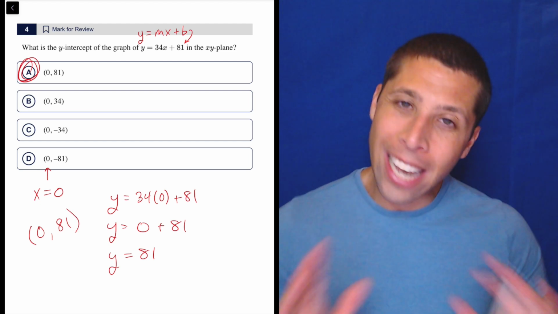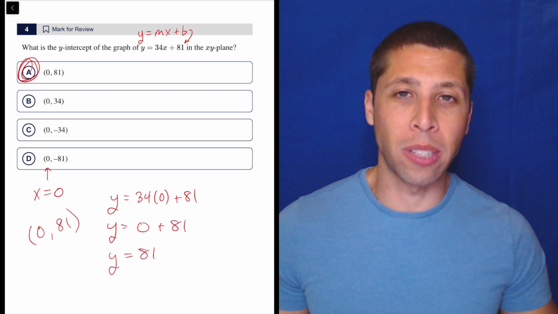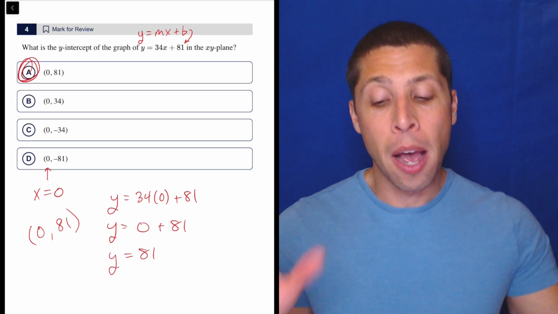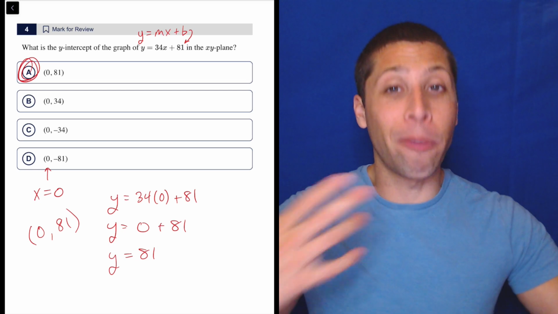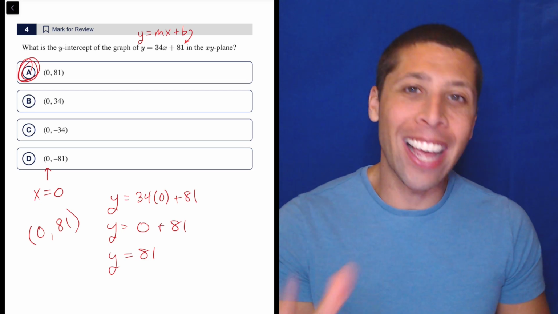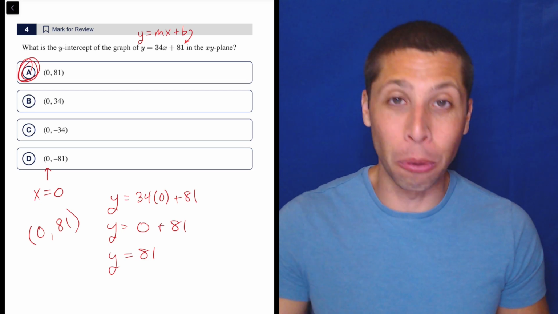So again, not really necessary here. It is great that you understand y equals mx plus b. That's the most popular, important formula for the PSAT and the SAT. But later on, if something doesn't quite look right, then do it the long way, plug in 0, and let the arithmetic actually prove the answer for you.